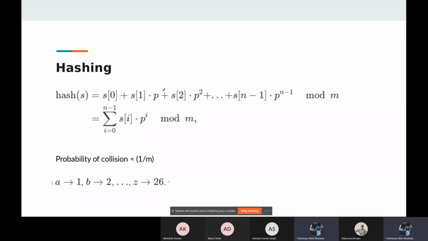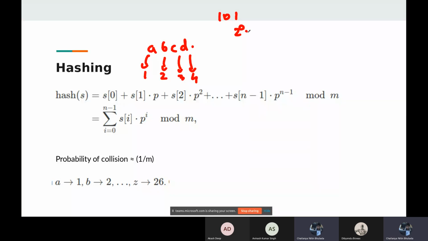Suppose a, b, c, d is given. For A, we assign the number 1. For B, we assign 2. For C, 3, and D, 4. Just like in binary 1, 0, 1, we take this as 2 power 0 into 1, 2 power 1 into 0, and 2 power 2 into 1, so it is equal to 5.